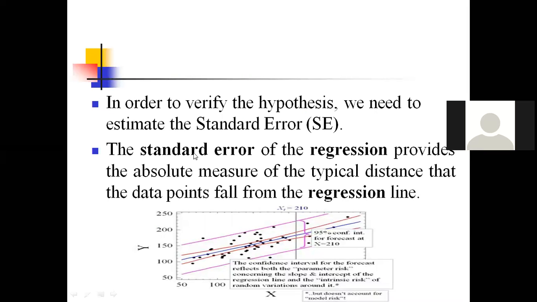In order to verify the hypothesis, we need to estimate the standard errors. The standard error of the regression provides an absolute measure of the typical distance that data points fall from the regression line. For example, when you estimate a regression line, there is a y cap, the estimated value, and y, the actual value; the difference is the error. The dots are the actual values. The standard error shows how much dispersion there is between each point and the line, how much it deviates from the regression line. That is called the absolute measure.